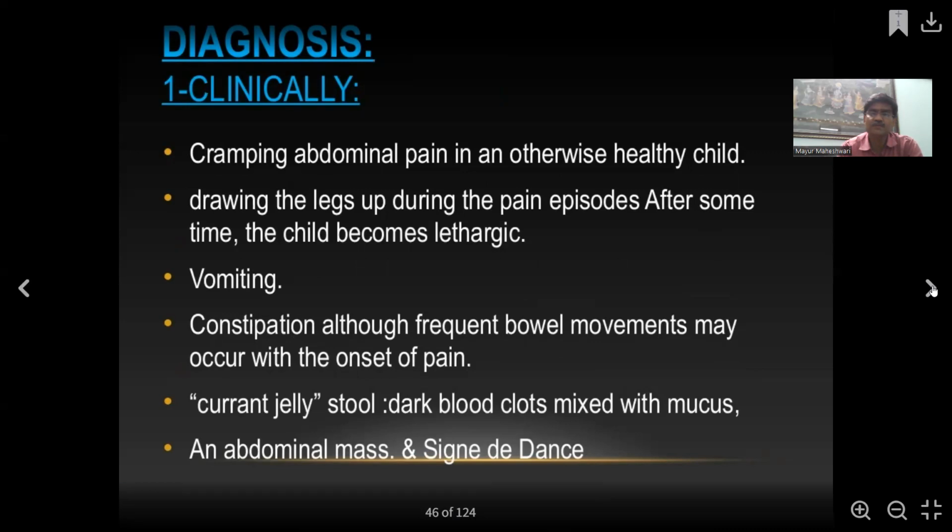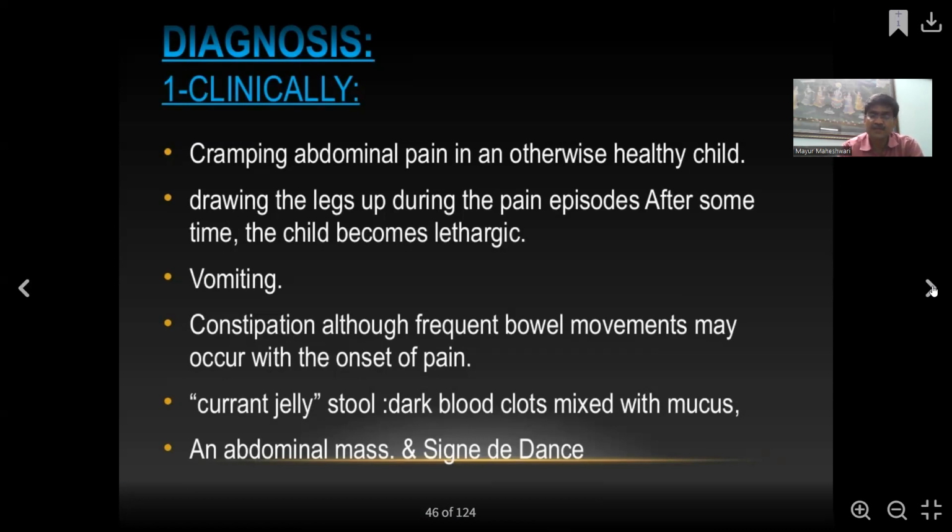The diagnosis: a child presenting with crampy abdominal pain, otherwise a healthy child. The child usually draws up his legs during the pain. Then after some time, the child becomes lethargic. Then the vomiting may start. Initially it may be non-bilious. Then if untreated, it becomes bilious. Constipation, although frequent bowel movements may occur with the onset of pain.